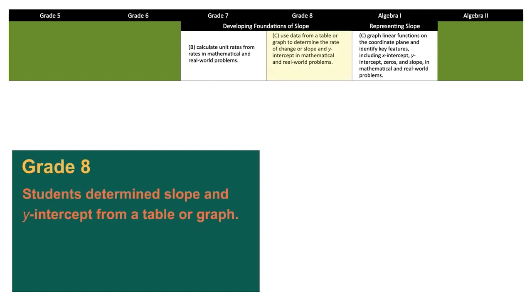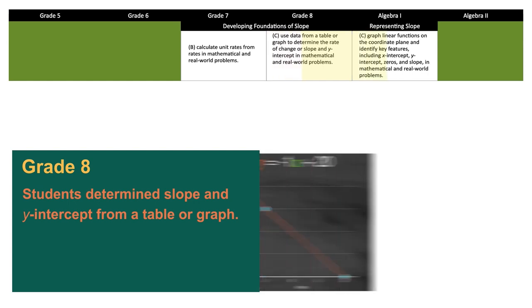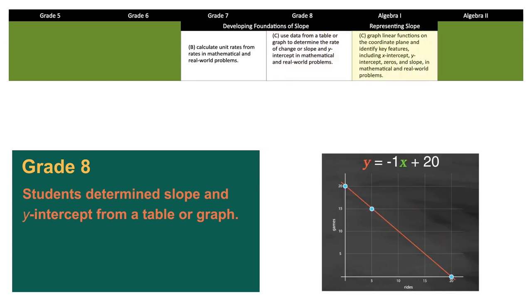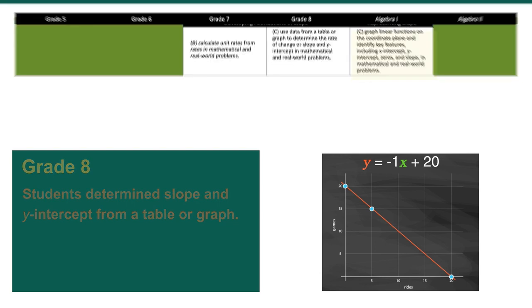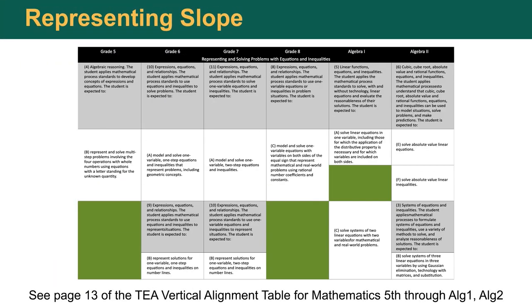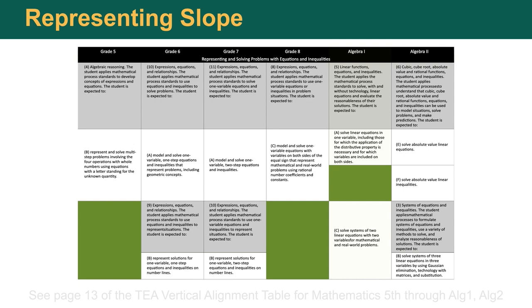Using data from a table or graph, 8th grade students determined the slope and y-intercept. This leads to graphing linear functions in Algebra 1, including the key features of x and y-intercepts, zeros, and slope. A key expectation in all mathematics classrooms, beginning in grade 5, is the ability to represent and solve equations. In Algebra 1, the expectation is defined by 5a and 5c.